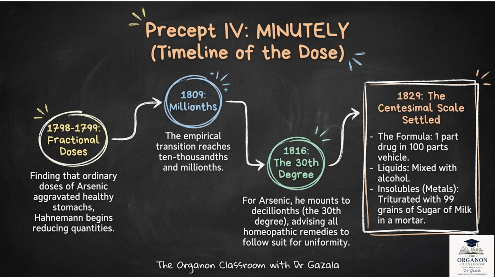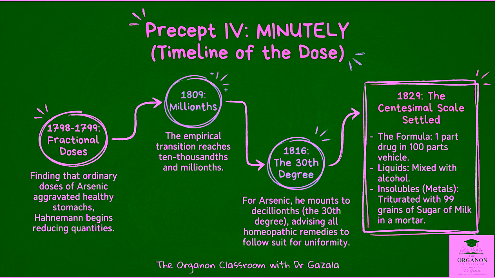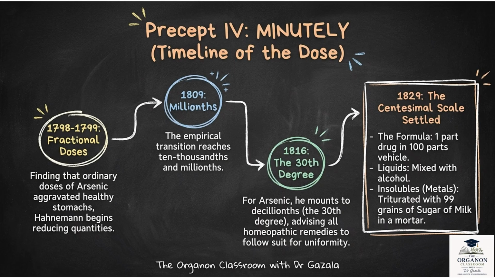Okay, again, the timeline. In my lectures, one thing which stays uniform from the start to the end, and which I keep on repeating all the time, is the timeline. Very important. We as homeopaths function on timeline, right? Around 1798 to 1799, there's something called fractional doses. Hahnemann began reducing the quantity of medicine after observing that ordinary doses of substances such as arsenic could aggravate healthy individuals.